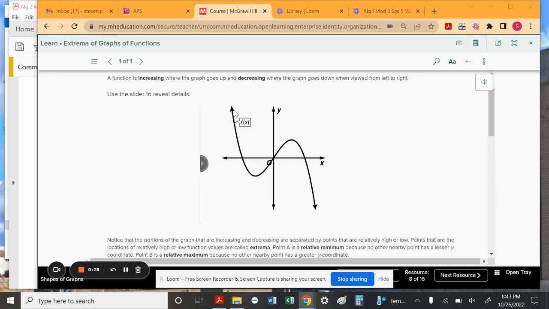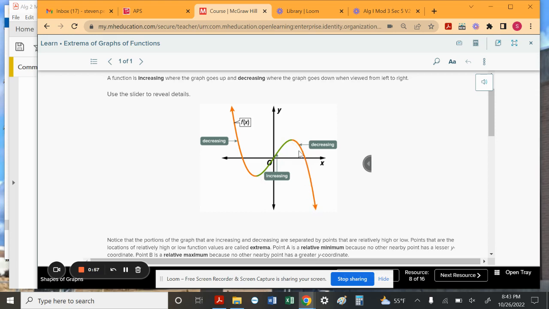It kind of looks like it's increasing, but it's not. If we're moving to the right, it's actually decreasing, and it keeps decreasing until it hits this point. Once it hits that point, it starts increasing, hits that point, it starts decreasing again. So you'll see over here when we slide it over, it's decreasing for this first part, increasing for this middle part, and decreasing again for this other part.